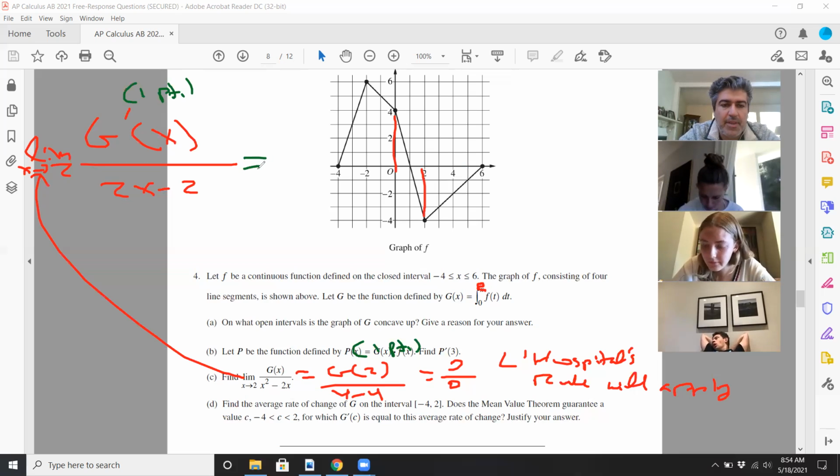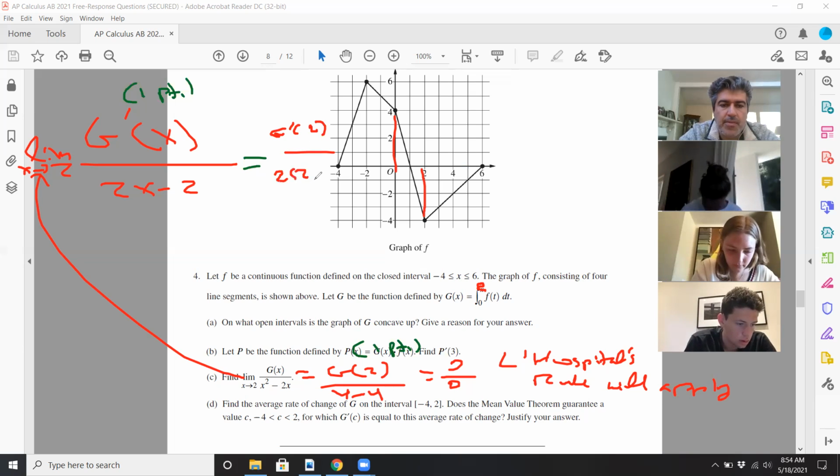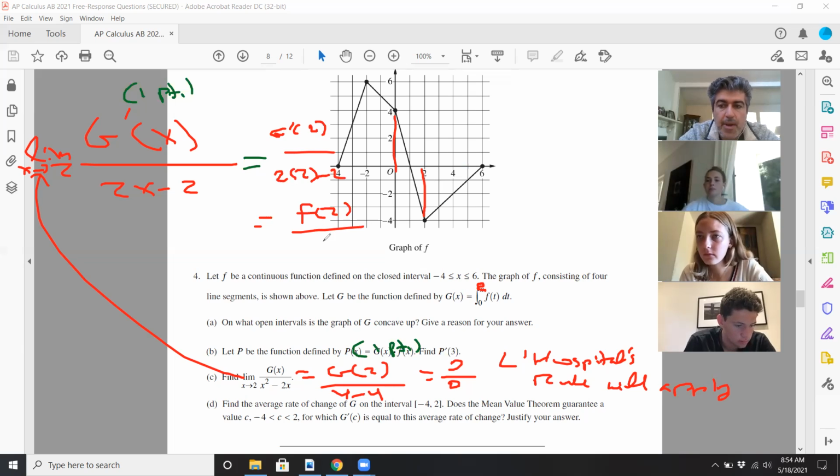But then what you need to do is now plug in 2. So G prime of 2 over 2 times 2 minus 2. Well, G prime of 2 is f of 2, so G prime does equal f. The bottom's going to be 2. F of 2 straight up is negative 4. Negative 4 over 2, you get negative 2. There you go. So there's L'Hopital's rule in all its glory. So any questions about part C?